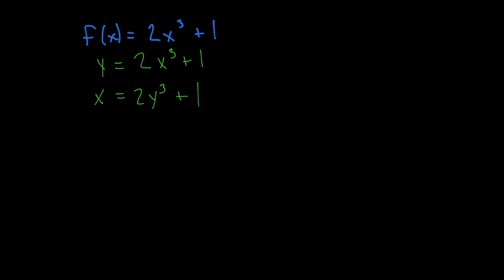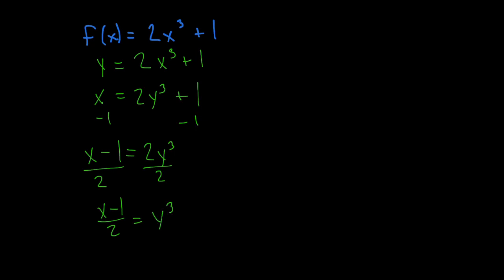And then we go ahead and solve for y. So subtract 1. We have x minus 1 equals 2y cubed. Divide both sides by 2. So x minus 1 over 2 equals y cubed. And then what's the inverse operation of cubing something? Well, that would be taking a cube root. So we would need to take the cube root on both sides. And our inverse function is y equals the cube root of x minus 1 over 2.